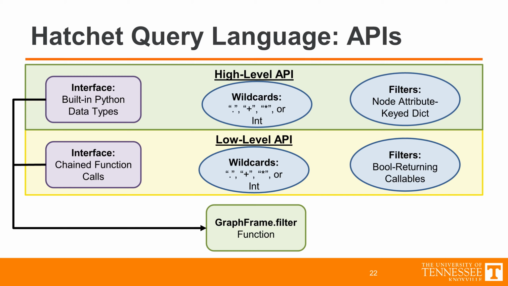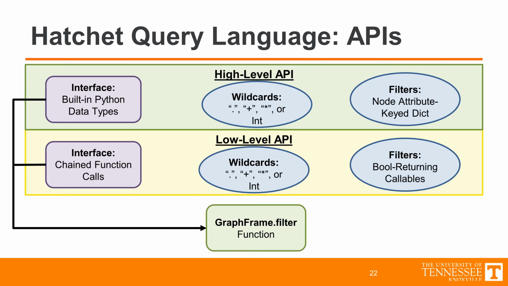If the filter returns true, the real node matches the abstract node. In the high-level API, filters are represented by Python dictionaries keyed on node attributes. Node attributes are effectively the names of the columns in the internal pandas data frame. The values in a filter dictionary are the actual conditions defining the filter.